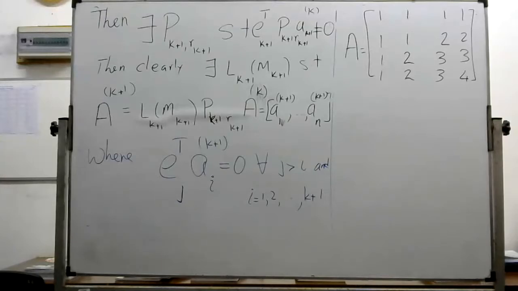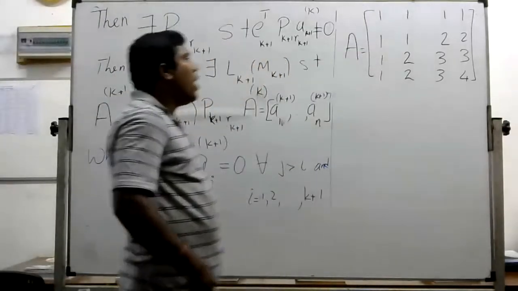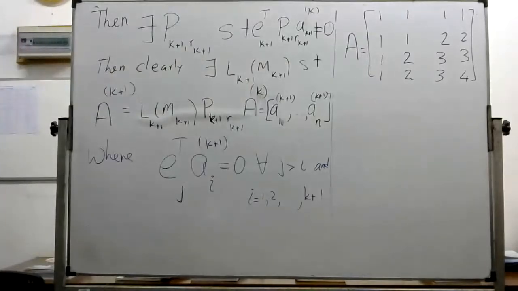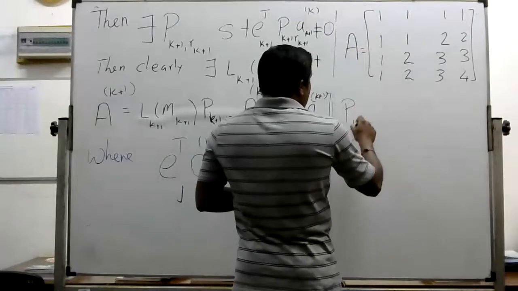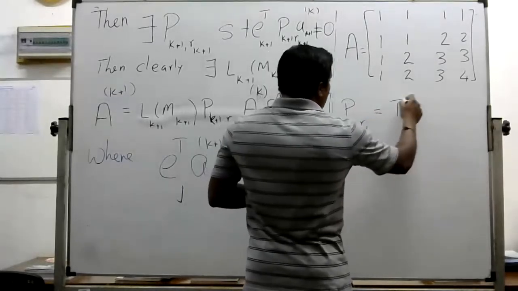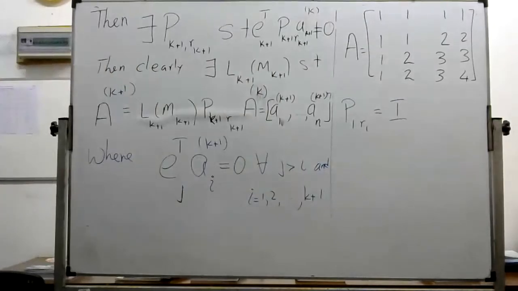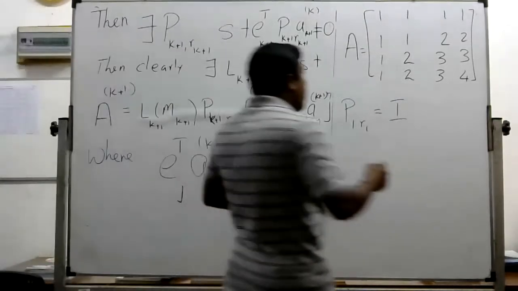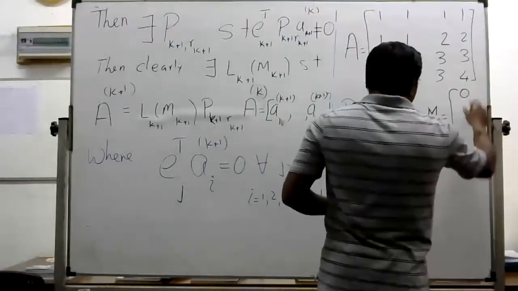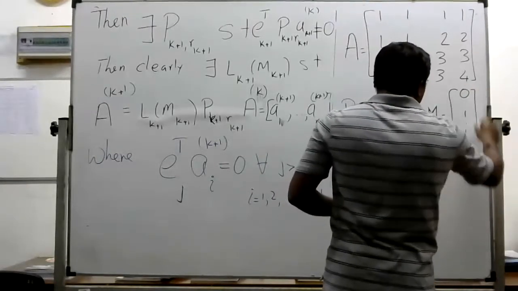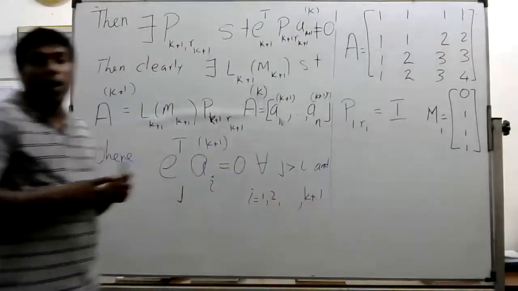Obviously, in the first step here, you don't have to do any row interchanges. So P1, you can choose as the identity matrix. And then you can choose your M1, the way we did in the previous example: 0, 1, 1, and 1.